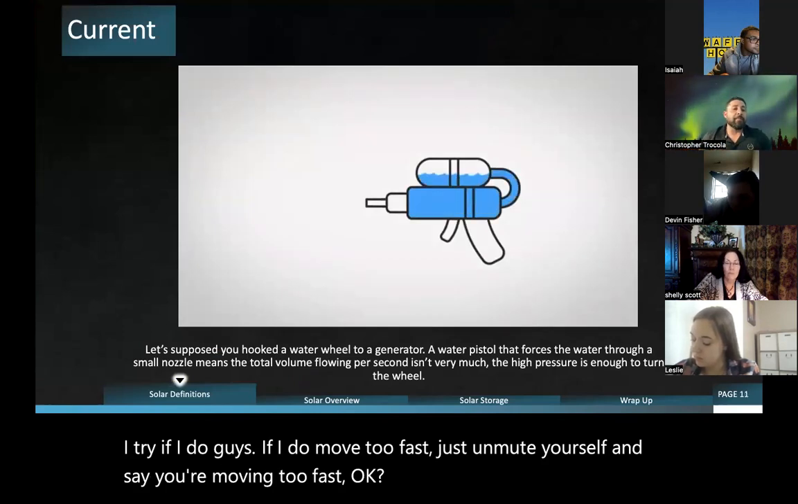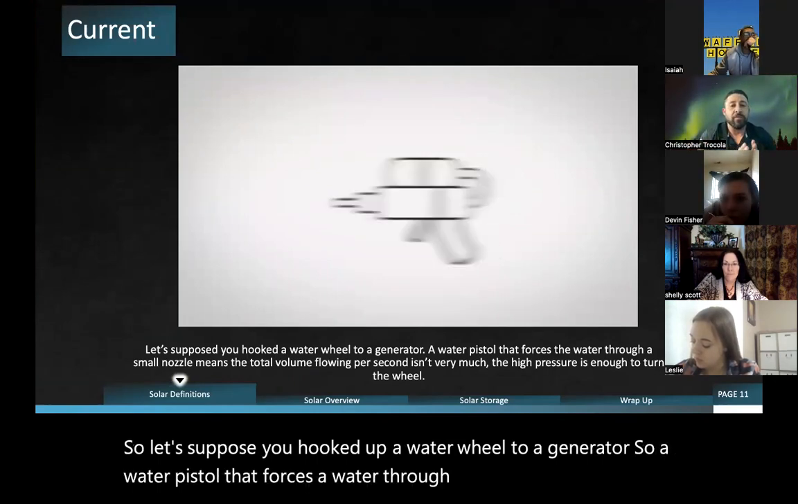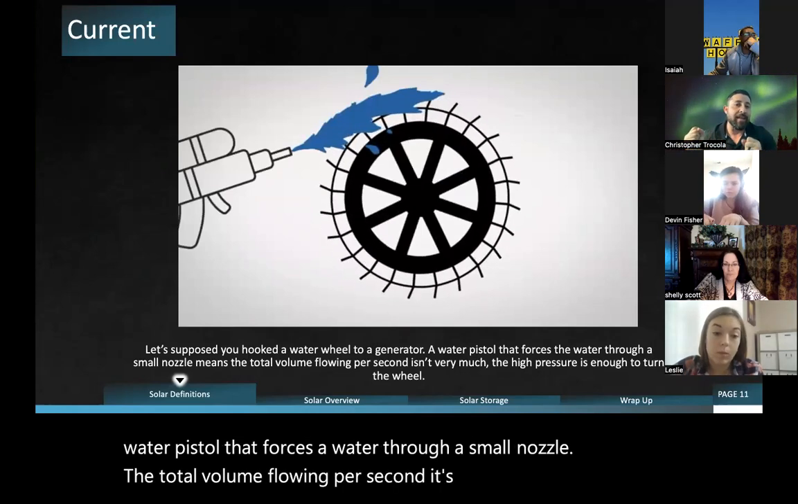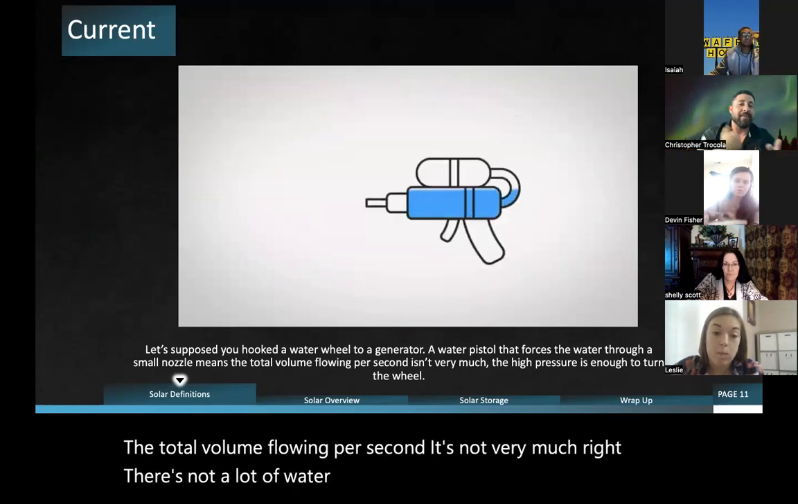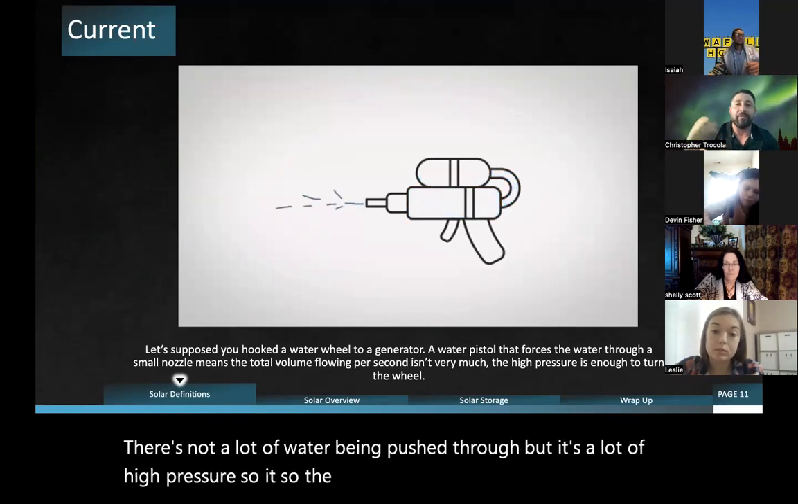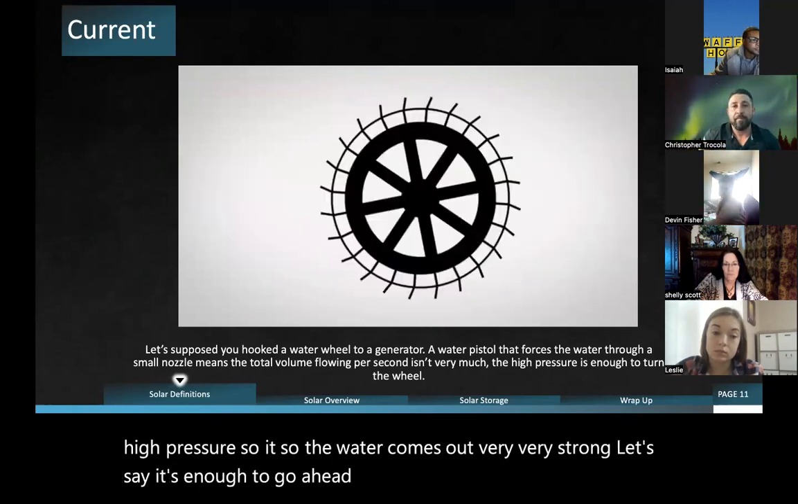So let's suppose you hooked up a water wheel to a generator. So a water pistol that forces the water through a small nozzle, the total volume flowing per second, it's not very much, right? There's not a lot of water being pushed through, but it's a lot of high pressure. So the water comes out very, very strong. Let's say it's enough to go ahead and turn that wheel. Okay.